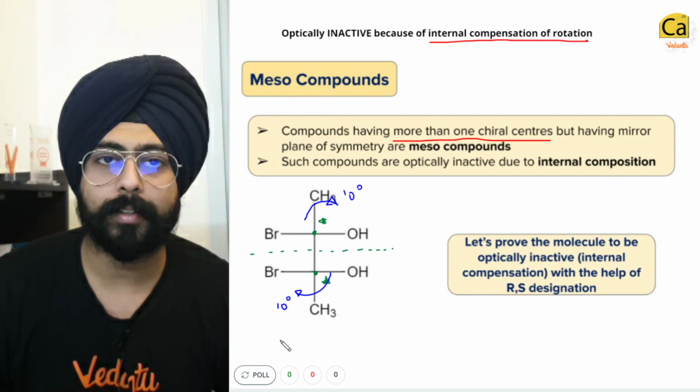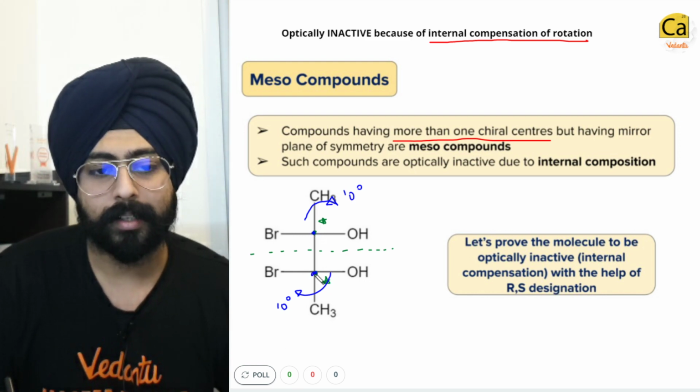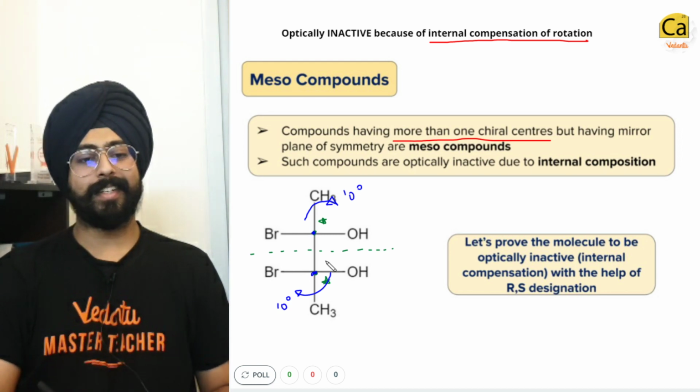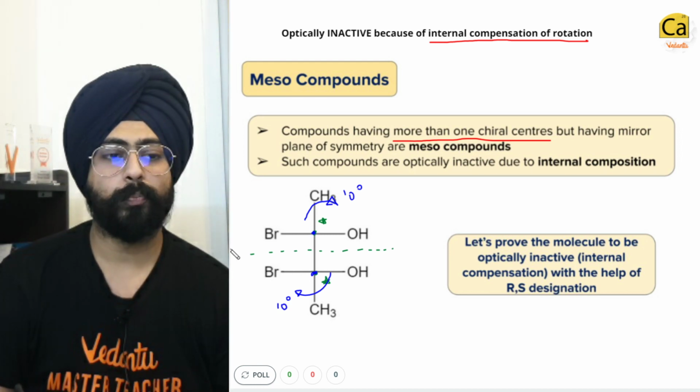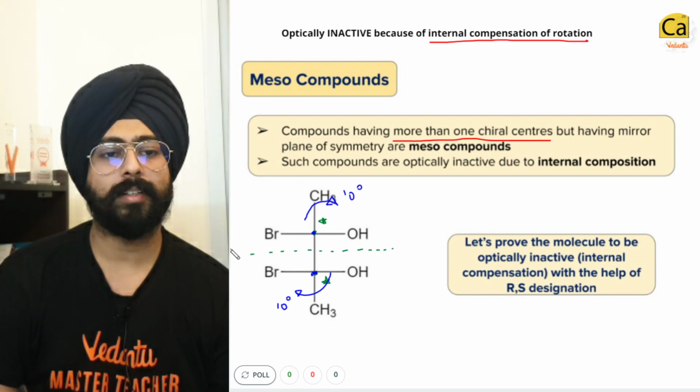As simple as that. Okay, you could put the RS configuration over here as well in case you want to do that. I mean, totally your wish. Okay, if you want to do it, do it. Meso compounds. Fine, awesome.